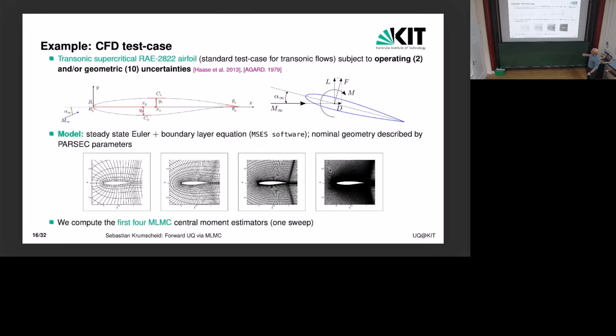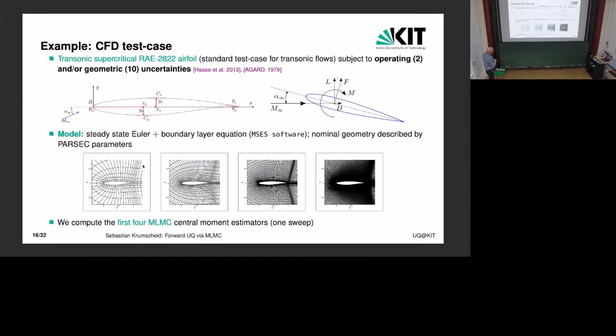This is a test case that we investigated. It's in aerodynamics, and seems to be one of the standard test cases. We look into this airfoil and consider a flow around it. We consider both geometric and operational uncertainties. So we have certain uncertainties in how the geometry of this airfoil is designed, and then some operational uncertainties like the angle of attack and the Mach number. And then we use the flow solver as a black box.